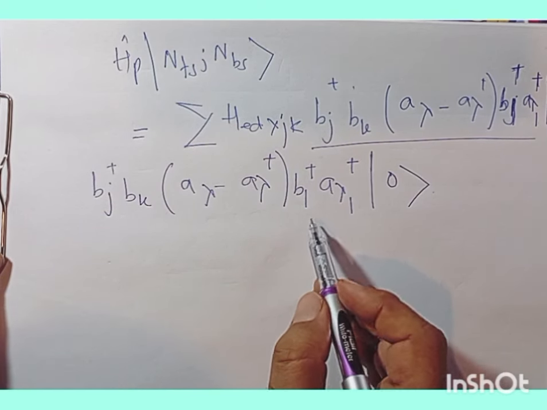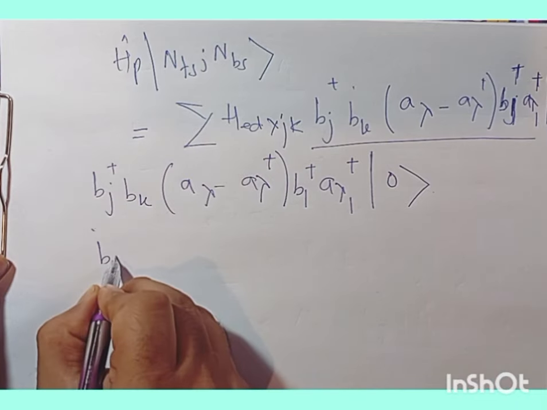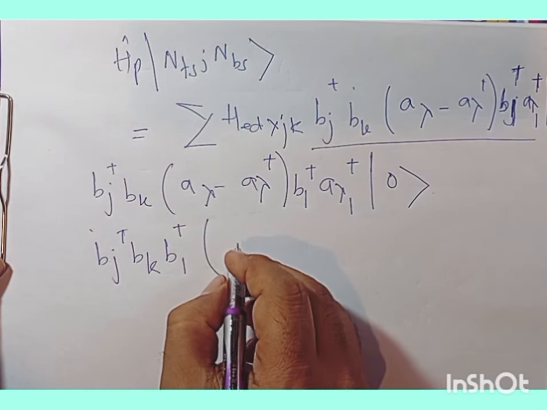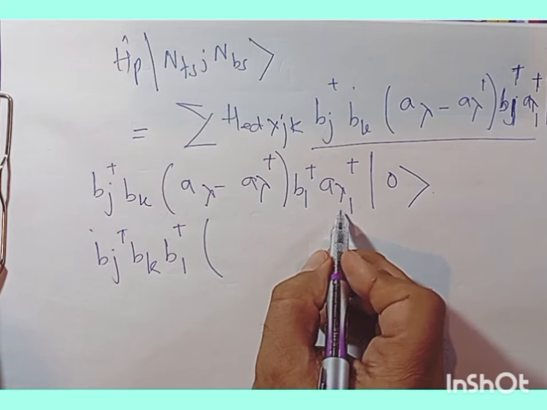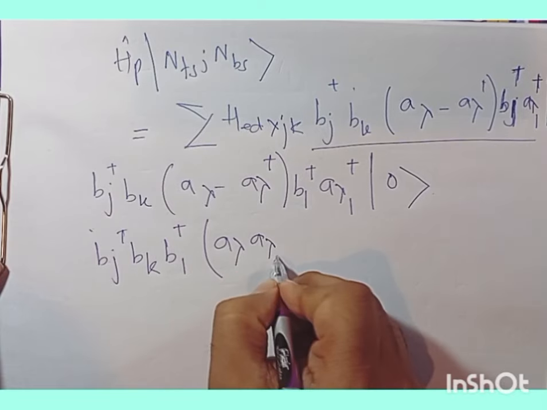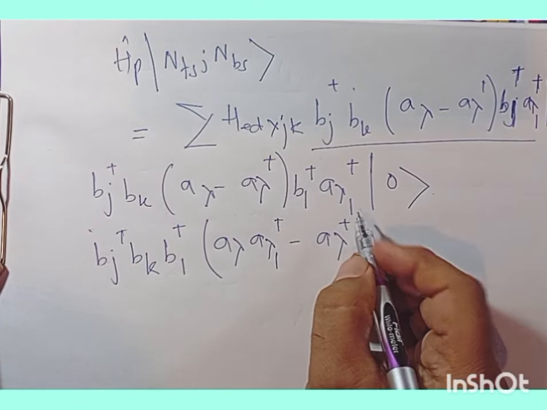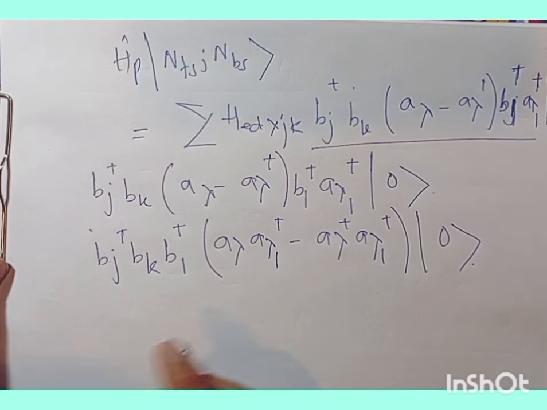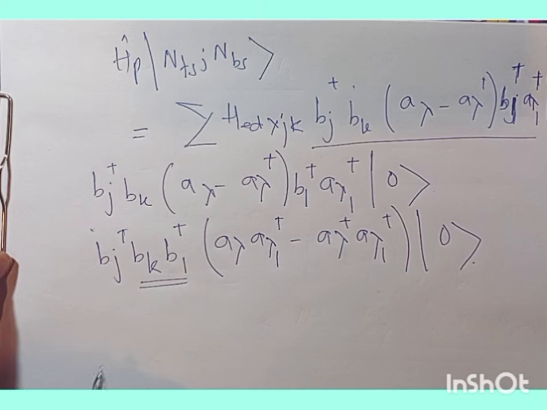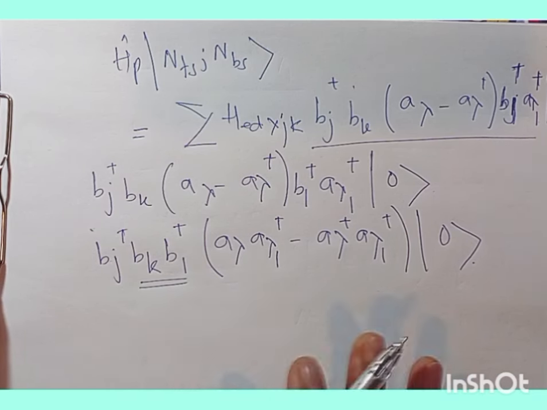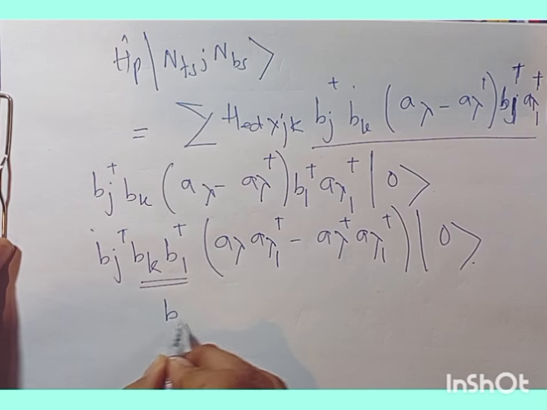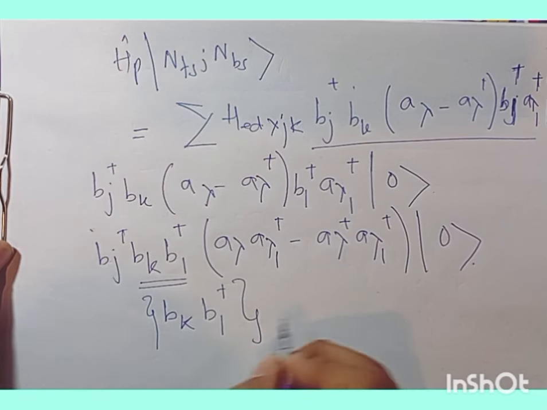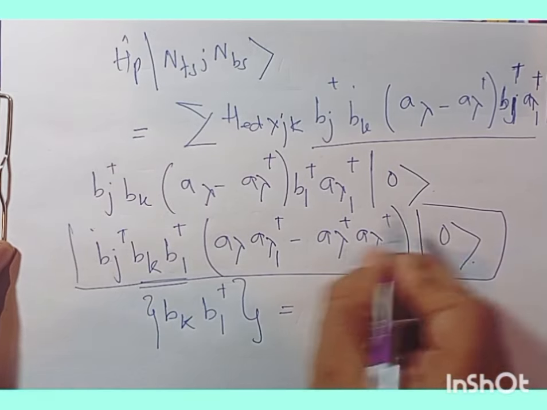What we can do is simply transfer this B1 dagger to this side, so we have BJ dagger BK, and B1 dagger. At the same time, I would like to take this A lambda inside, so this is A lambda 1 dagger minus A lambda dagger A lambda 1 dagger, on the same state. Now, we can think in terms of BK and B1 dagger. These two fermionic operators anti-commute with each other. So I would like to make a box here for this equation. I don't want to lose it.